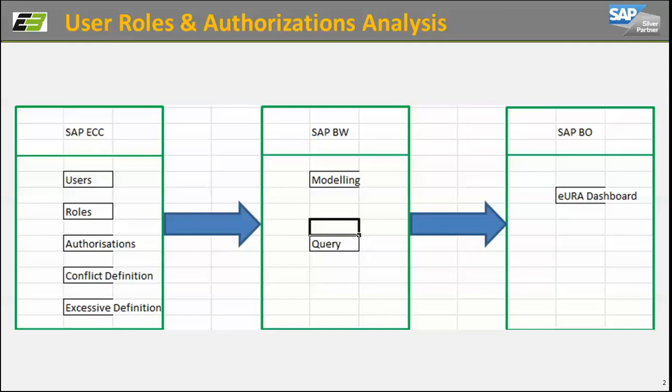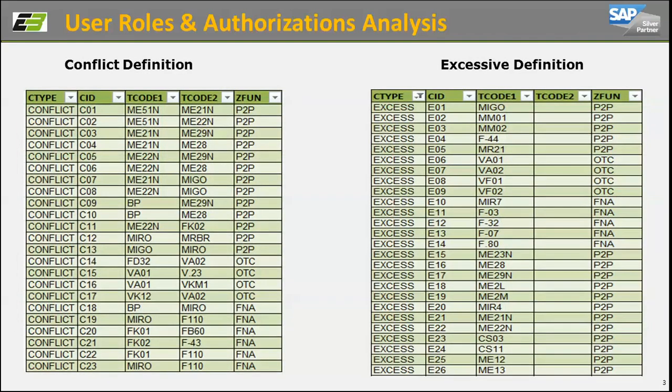Let us now look at the conflict definitions. These definitions are used to identify the conflict type and associated T-codes and business functions. Based on the T-codes from the conflict, the role assigned is identified, and corresponding users are marked with conflict IDs.